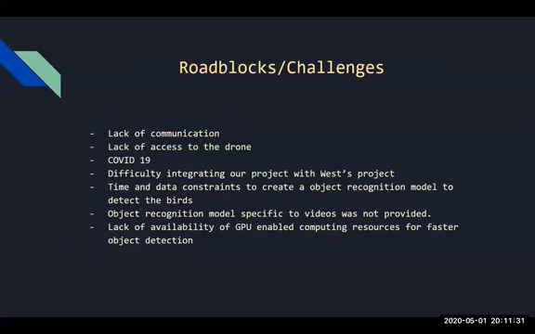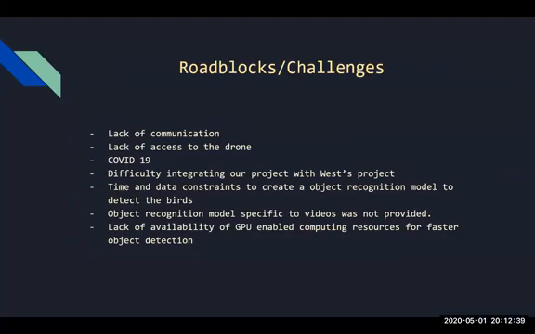We did have difficulty integrating our project with West originally, but after a bit of time in debugging and time spent with one of their developers, we have been able to bring everything together into a nice package, I think. Our time and data constraints to create an object recognition model was a big one that we were worried about facing, because we were indeterminate whether we would have access to West's trained model or not. The object recognition model specific to the videos that we were utilizing wasn't provided originally, and so it has thrown us a little bit for a loop trying to get our models to read out accurately for our input videos. And then the lack of availability of a GPU or any more powerful hardware to run our software has also been another one, especially when it comes to increasing the time efficiency in a lot of these algorithms and functions that are already in place.